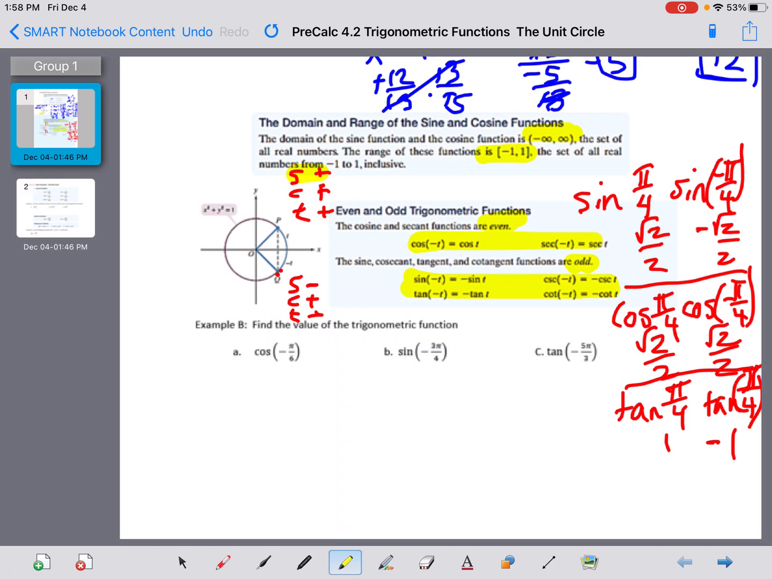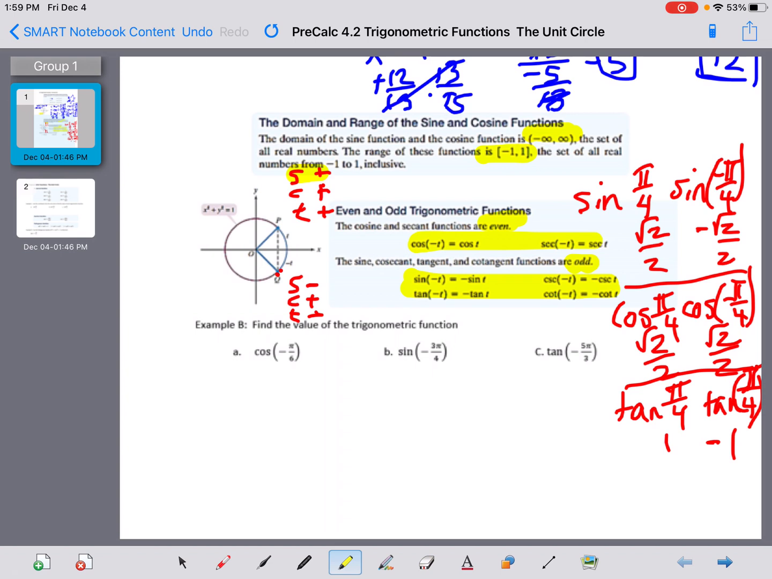Remember, cosine's the only even one. Just remember, cosine is even, sine and tangent are odd. As long as you remember that, it will help you through these problems.